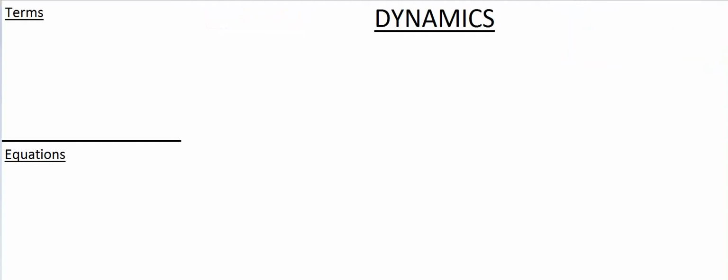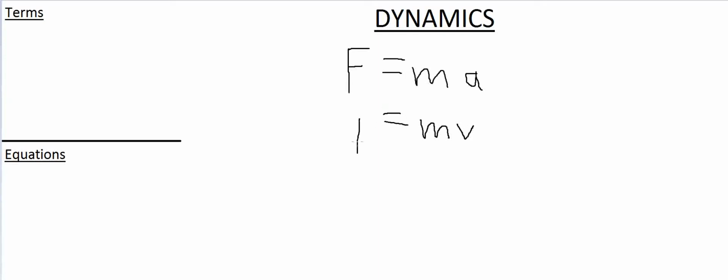Okay, so first equation. There's actually only one equation you need to know for dynamics, and that is F equals ma. As simple as that. You know that it's ma and not mv because mv is something different. mv is momentum, represented by the letter p.